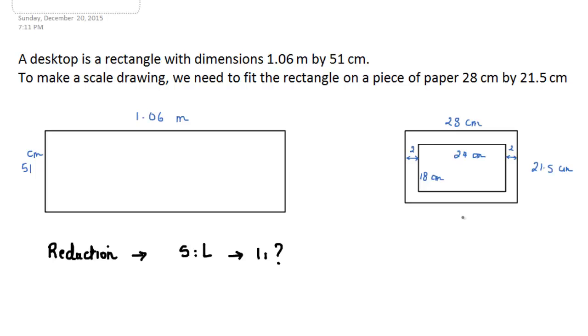Now, the small sheet of paper, as you can see, is 28 by 21 centimeter. Some people are saying, I need a small margin here that I don't want to touch, and I need to draw the desktop inside this area. So let's reduce 2 from here and 2 from here. So I need 24 by 18. So that means you want to transfer the whole desktop from 1 meter and 6 centimeter and 51 to a small drawing 24 by 18.